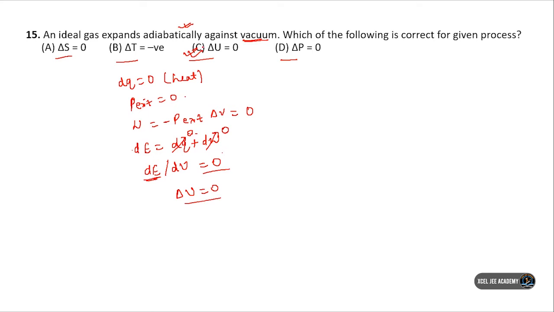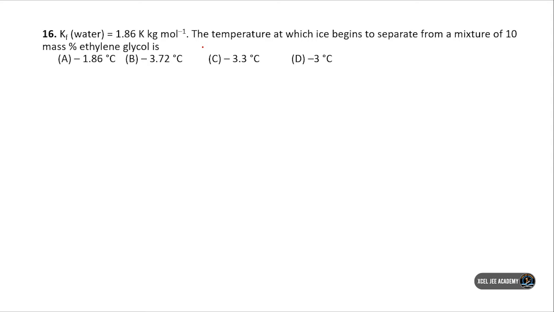In question number 16, we have to find the temperature at which ice begins to separate from this mixture. So basically we have to find the freezing point of this solution. Before finding the freezing point of this solution, first we have to find out the molality of this solution. To find this molality, we start with 10 mass percent of ethylene glycol. Let's see what 10 mass percent means.